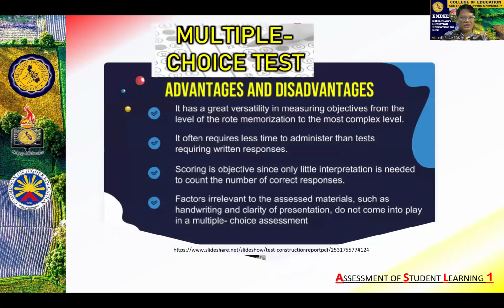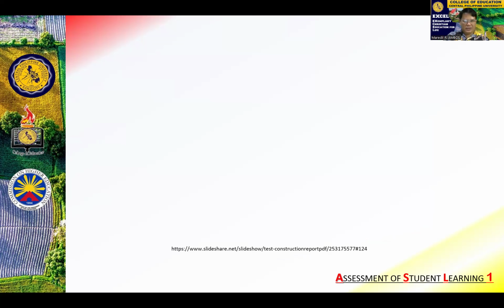For the advantages, it has great versatility in measuring objectives from the level of rote memorization to the most complex level. It often requires less time to administer than tests requiring written responses. Scoring is objective since only little interpretation is needed to count the number of correct responses. Factors relevant to the assessed material, such as handwriting and clarity of presentation, do not come into play in a multiple choice assessment.